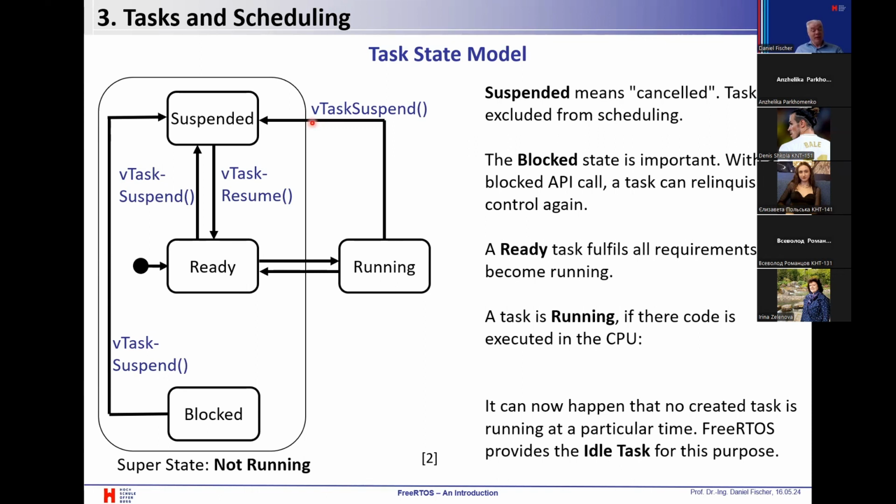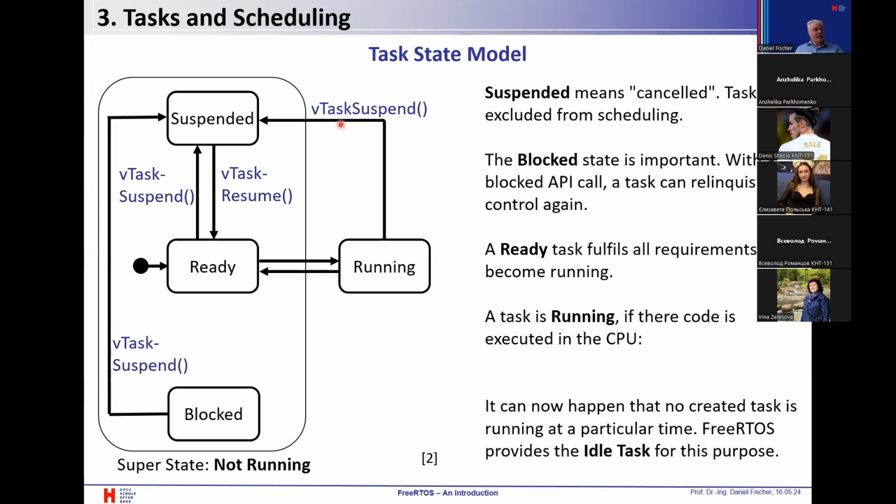This is the return value. The return value, and this V stands for void. That means this API function does not return a value. And this API function is implemented in task.c.